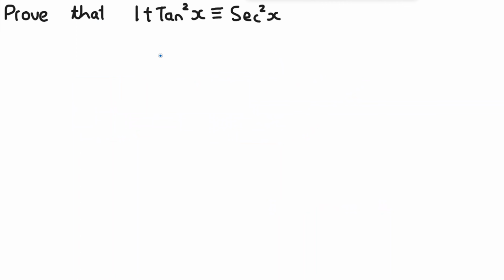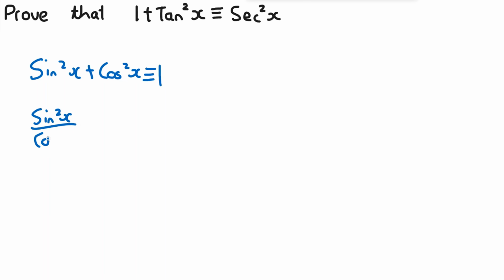You could be asked to prove these identities, so let's start with 1 plus tan squared x is equal to sec squared x like this, and let's start with what we already know, that sin squared x plus cos squared x is equivalent to 1 like this, and then let's divide everything by cos squared x. So this is going to become sin squared x divided by cos squared x plus cos squared x divided by cos squared x, and this is equivalent to 1 over cos squared x.